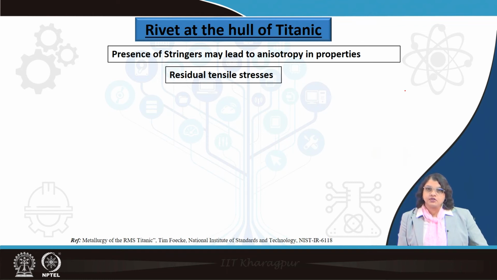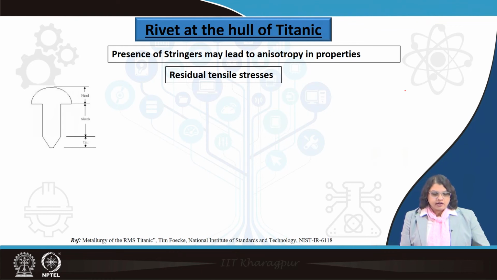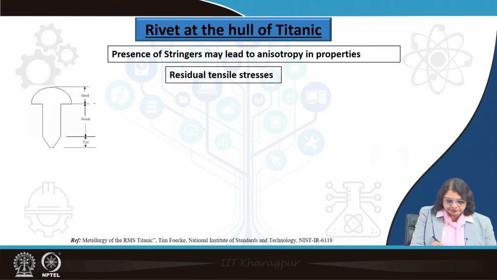Not only that, it has residual tensile stresses also. We have seen previously how residual stresses in compression mode are beneficial, but not in tensile mode. So, residual tensile stress is once again bad news, but more than that, what is very interesting here is the structure of the rivet and the alignment of the stringers in the rivet itself. So, let us see what it is. A rivet typically consists of a structure like this. It has a shank, a head and a tail.